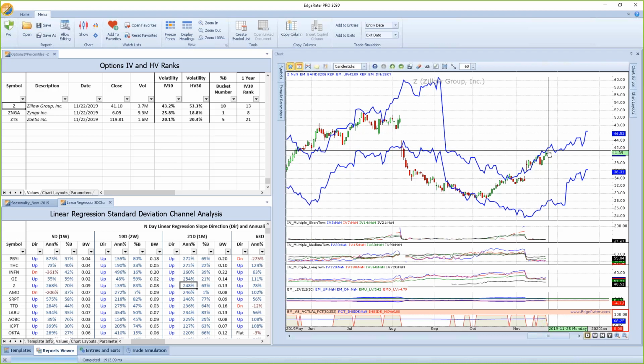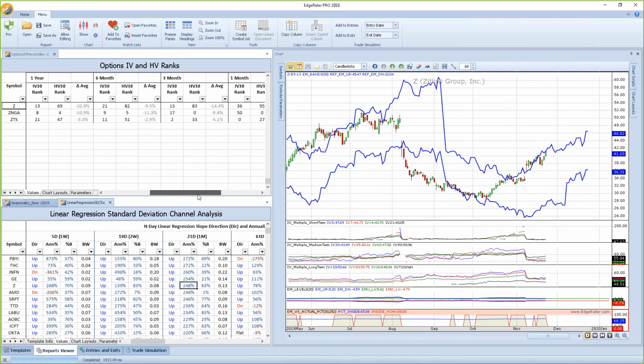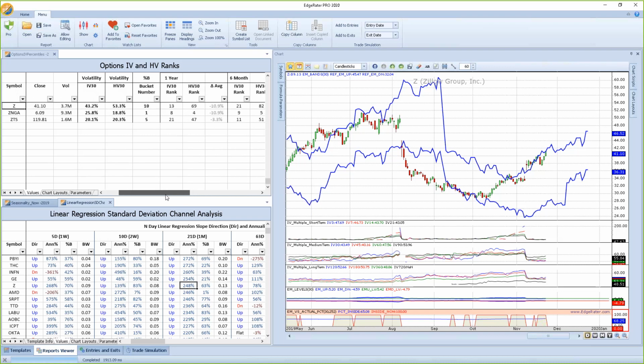And William says, does the rank compare one stock against all the other stocks? No, the rank is compared against itself over a 1-year period. Actually, various periods. 1 year is the first one, but it compares over 6 months, 3 months, 1 month as well.